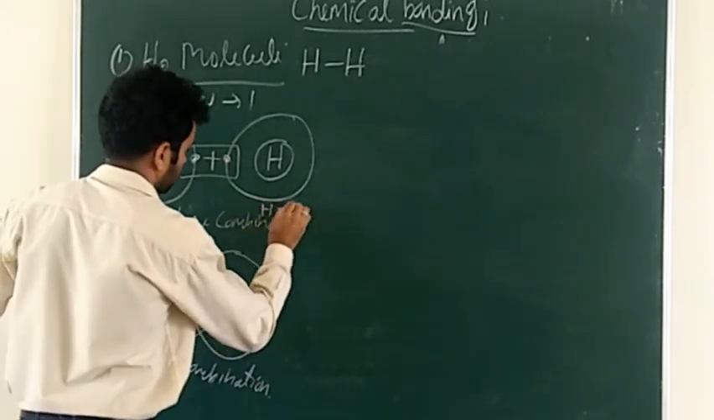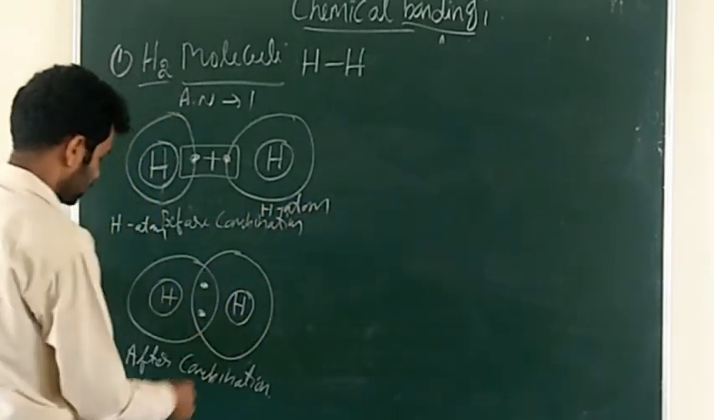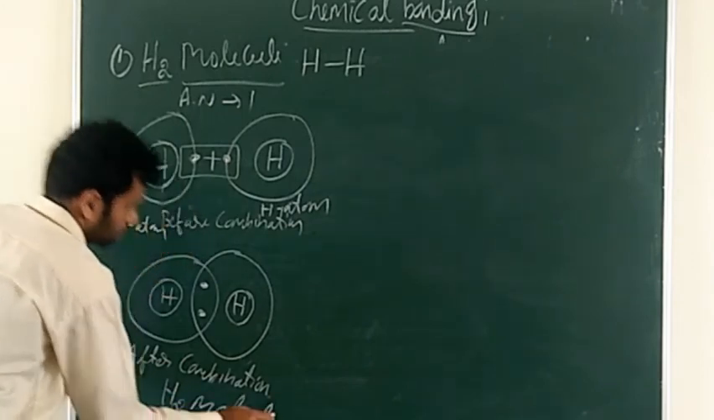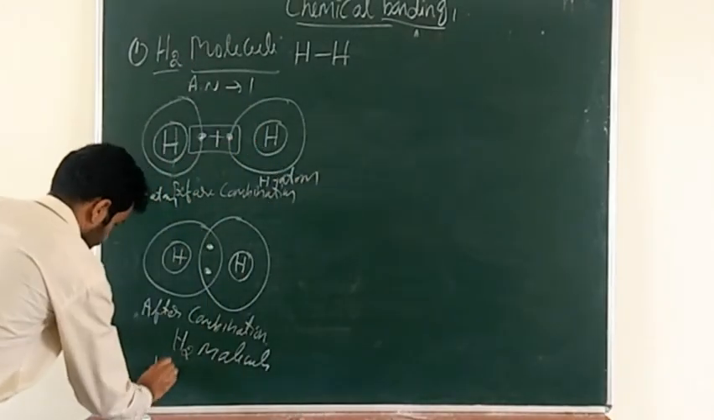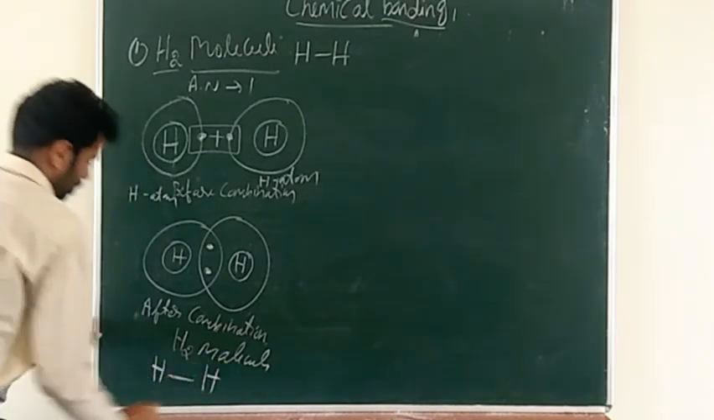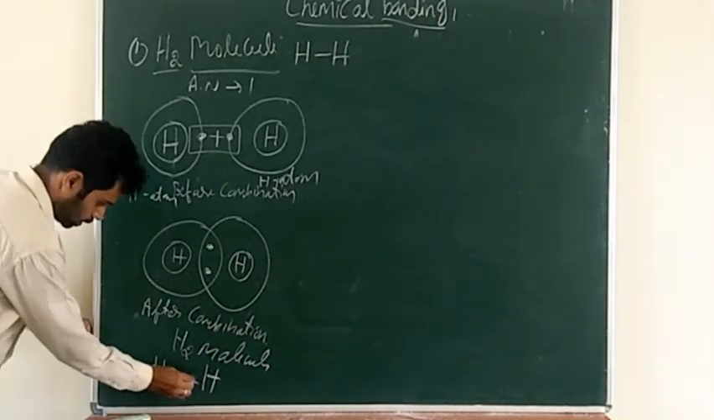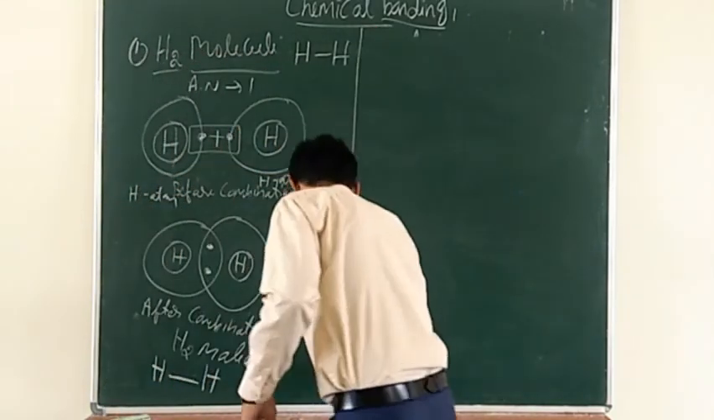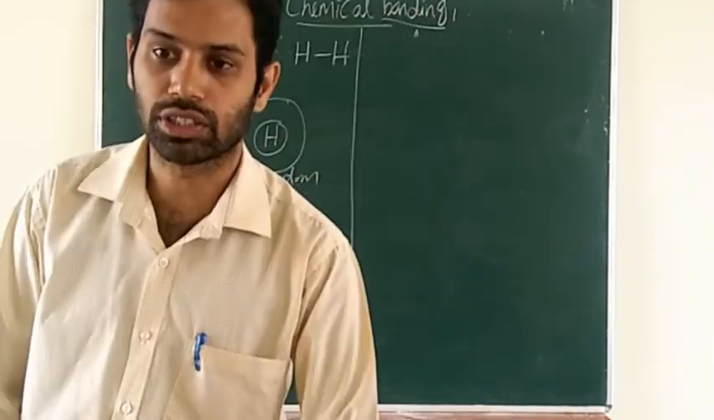This is another H atom. So this is hydrogen molecule now, H2 molecule. Now you can write like this. You can write like this. So single covalent bond. Go to next: chlorine molecule.